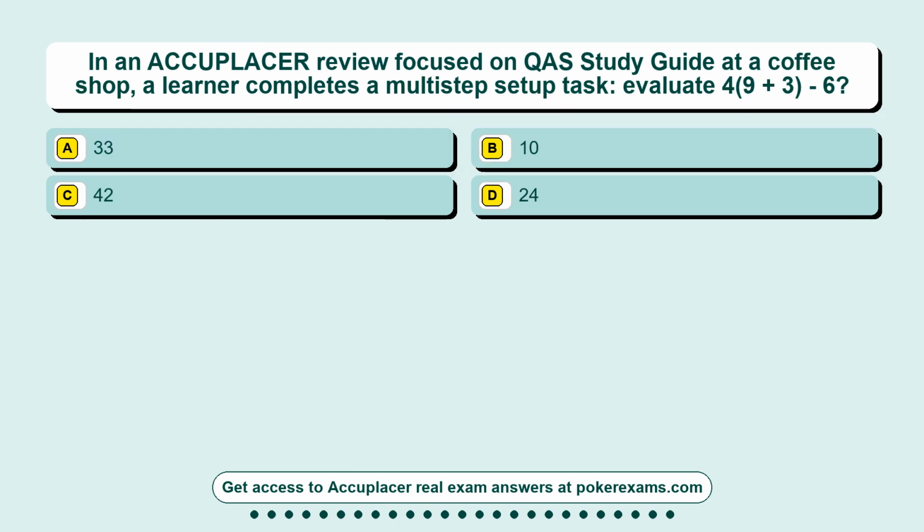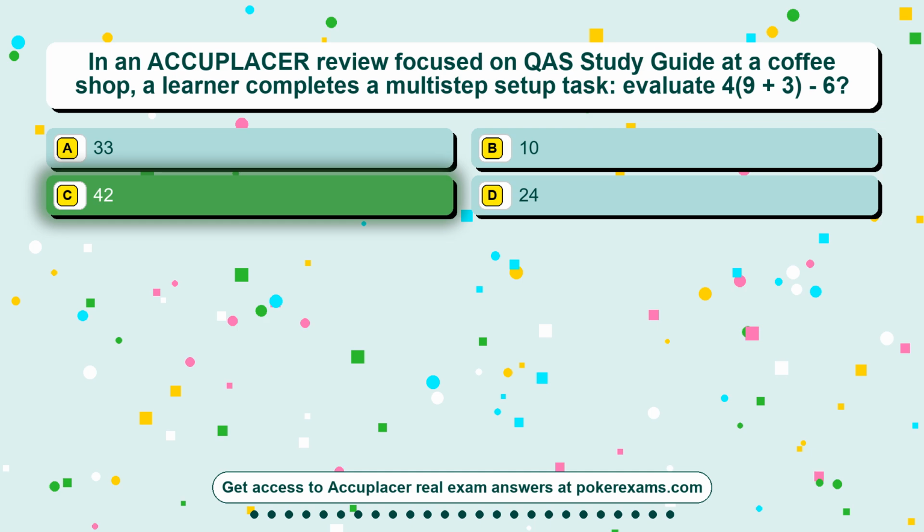Question 18. In an ACCUPLACER review focused on QAS study guide at a coffee shop, a learner completes a multi-step setup task. Evaluate 4(9 plus 3) minus 6. Option A, 33. Option B, 10. Option C, 42. Option D, 24. The correct answer is option C, 42.